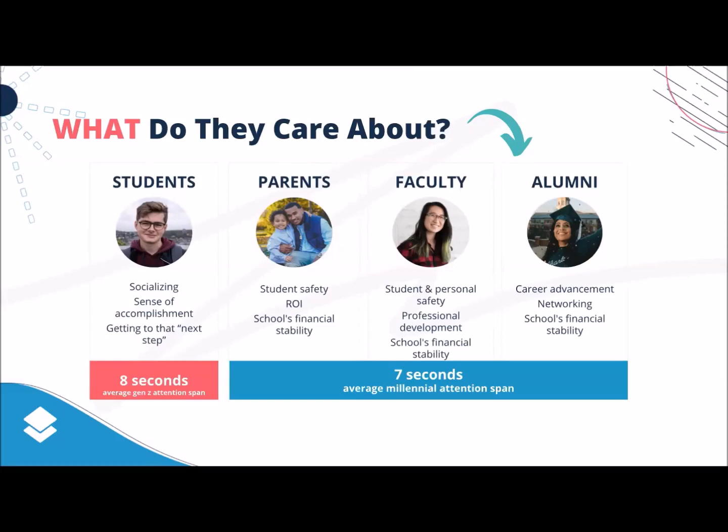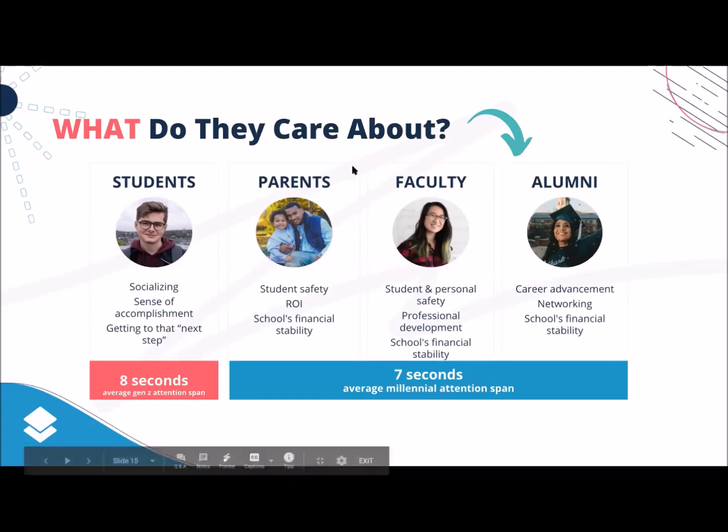Faculty also want to know about safety. They want to know what the professional development opportunities are. And again, it's extremely important to faculty what the financial stability is, and whether you'll be a place that will be around for the entire time. Career advancement, networking, and the school's financial stability are things that your alumni and your alumni network care about.